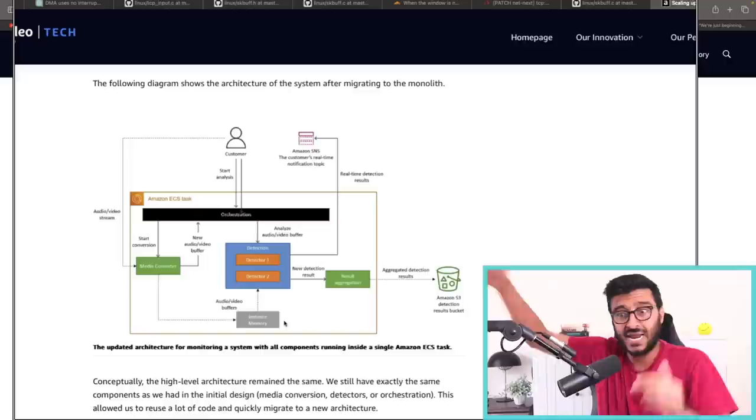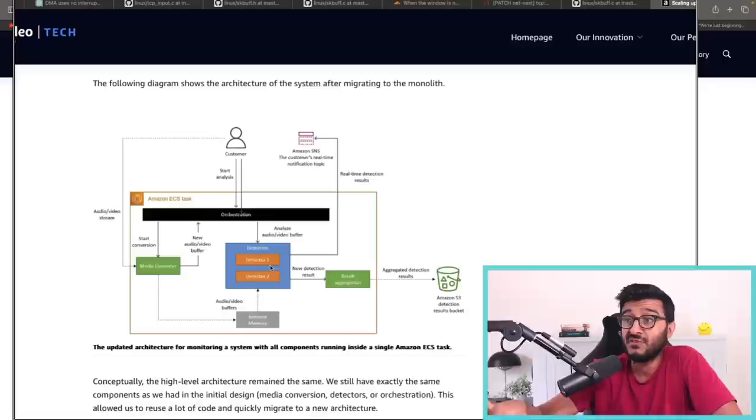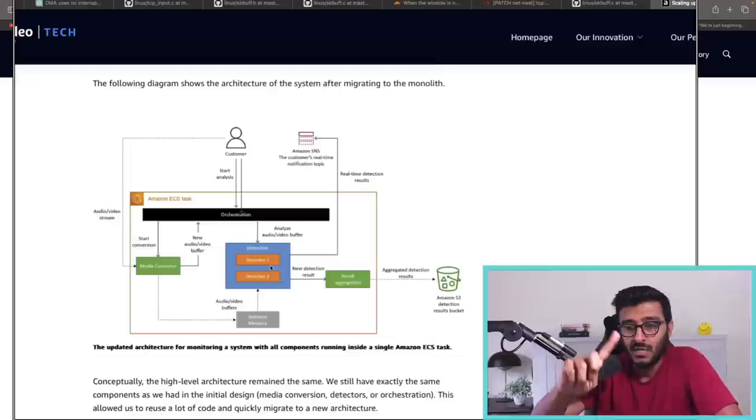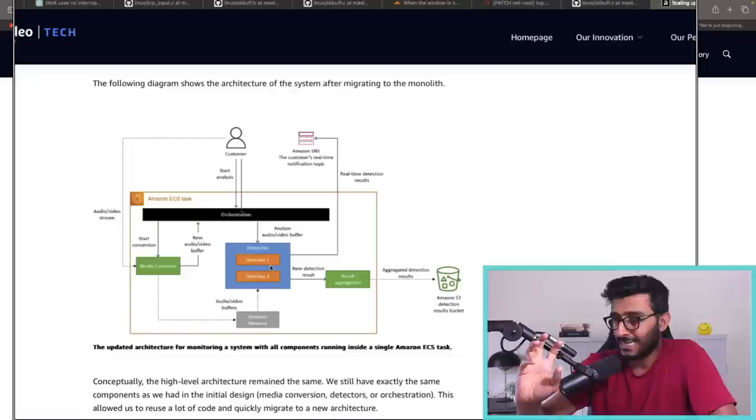So in that case, whether the detection is a different process or not, it doesn't matter. The whole thing is on a single machine. So we still have access to the memory, direct hot memory access, right?